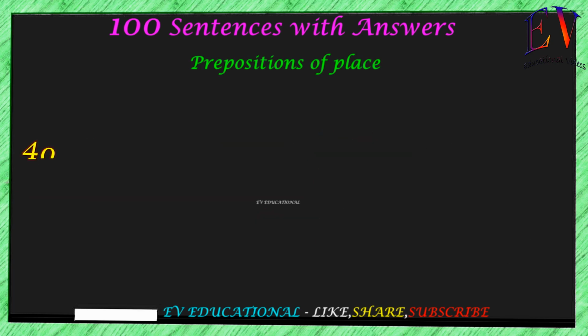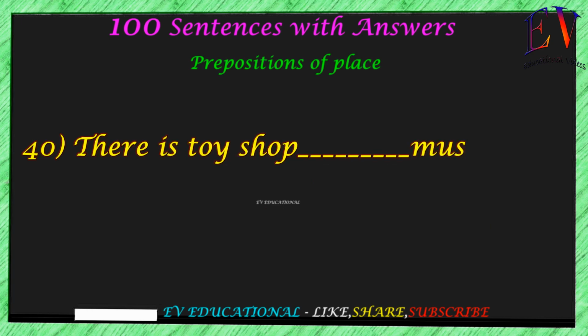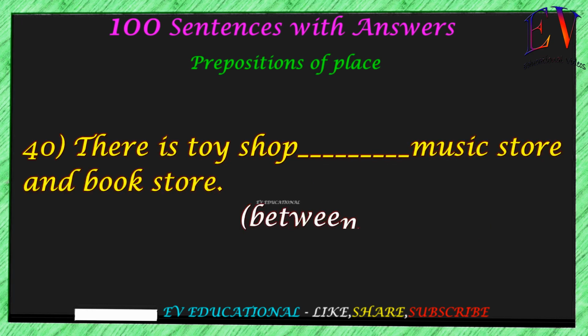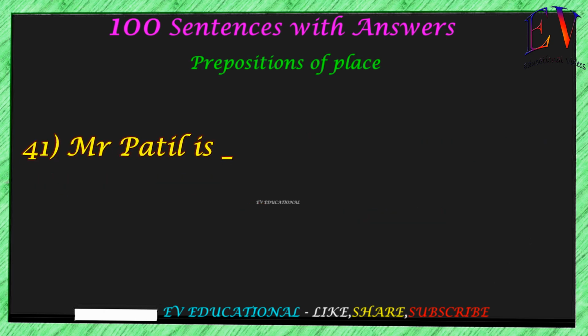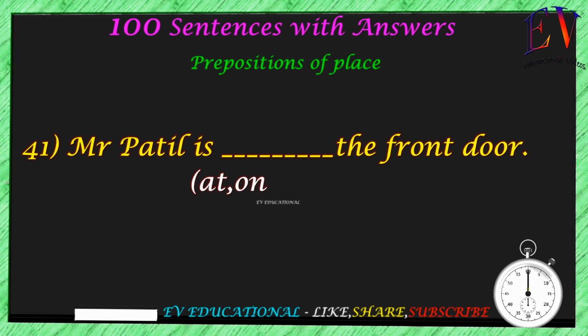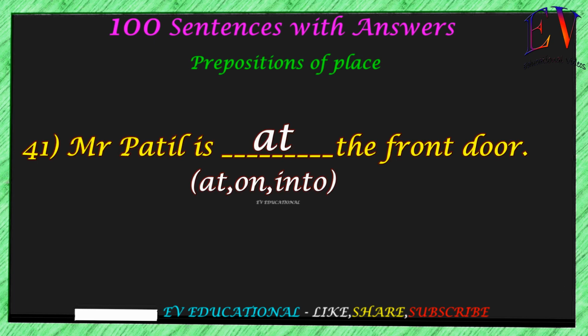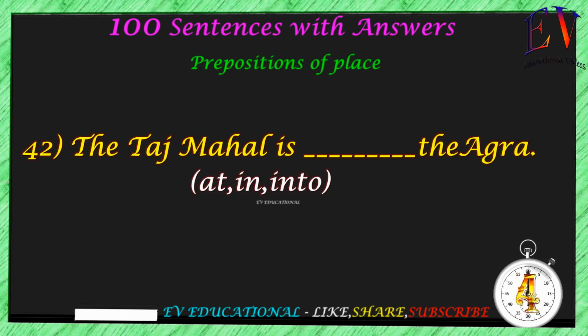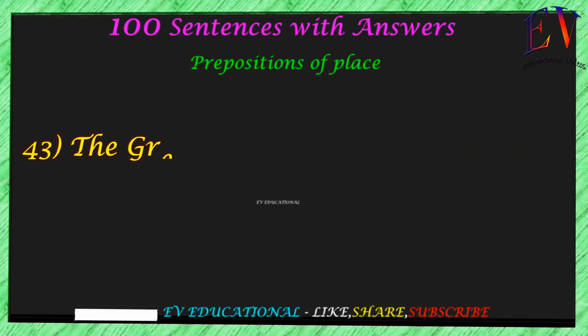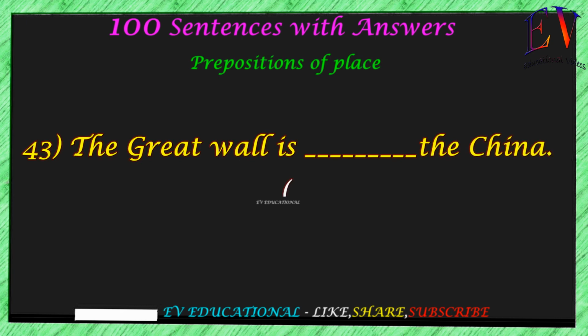Beside. There is a toy shop ___ the music store and bookstore. Between. Mr. Patil is ___ the front door. At. The Taj Mahal is ___ the Agra. In. The Great Wall is ___ the China.